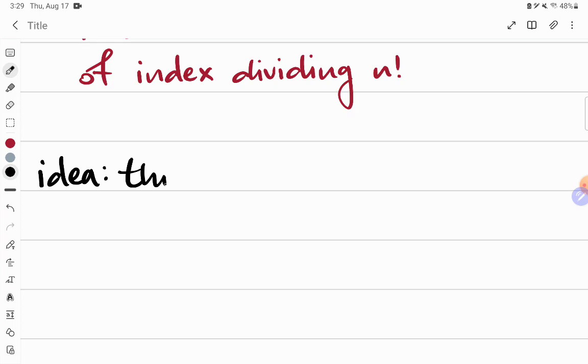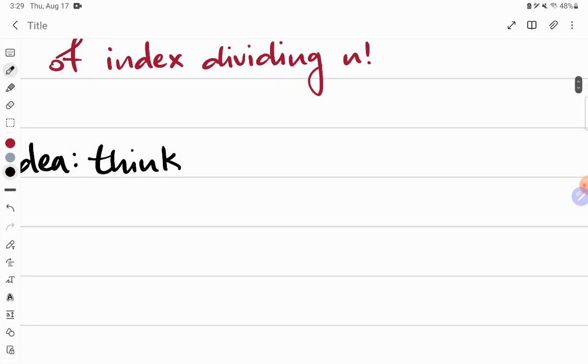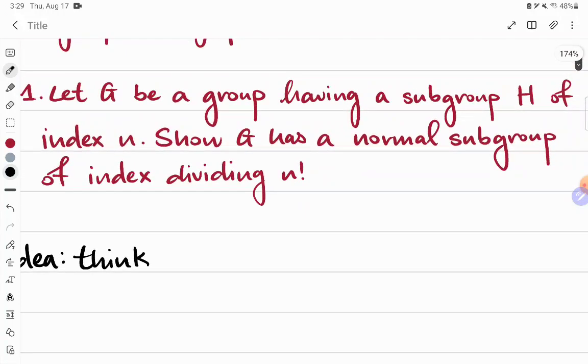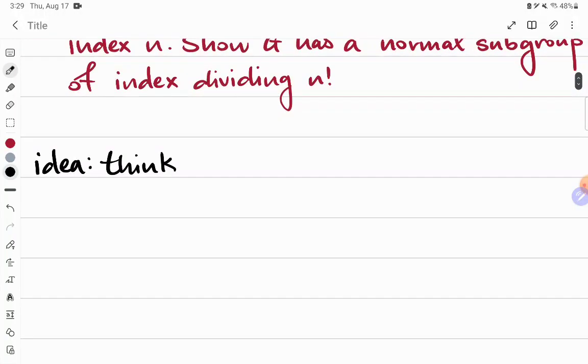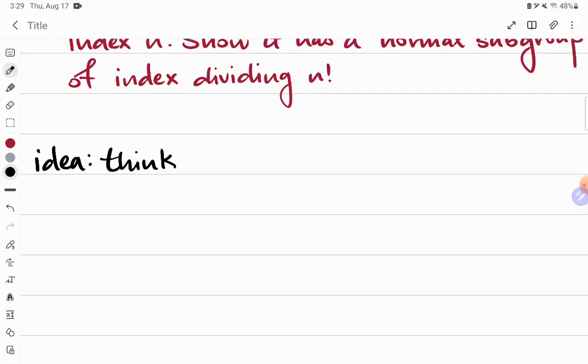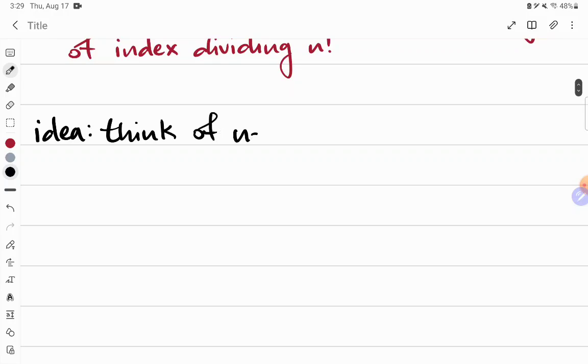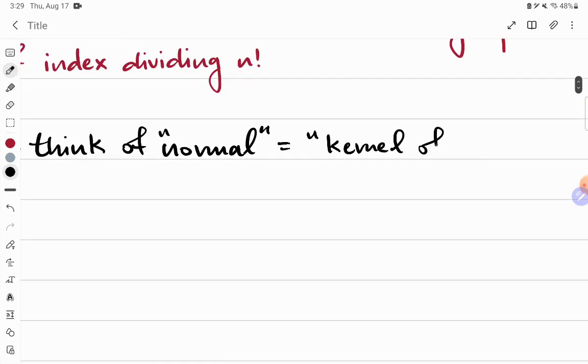we want to think of this normal subgroup in a certain way. Even though the definition of a normal subgroup is one that's closed under conjugation, right? If you have H normal, then gHg inverse for any group element g is equal to H at the level of subgroups. But in practice, we want to think of normal subgroups as kernels of some homomorphism.